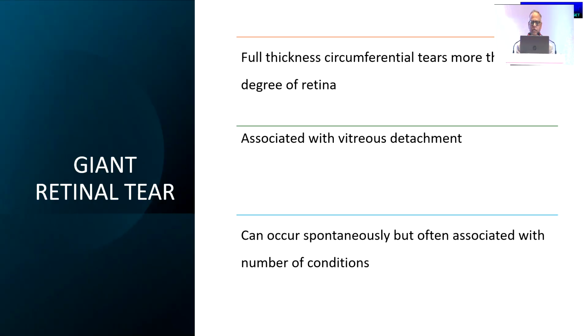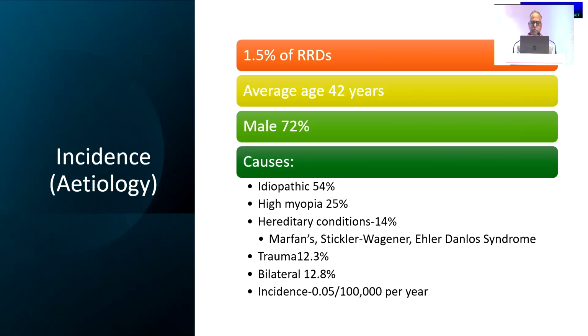GRT, we all know, is a full thickness circumferential tear of more than 90 degrees, usually associated with vitreous detachment. It can occur spontaneously, but is usually associated with a number of conditions. Around 1.5% of all rhegmatogenous RD is giant retinal tear. Average age was found around 42 years. Causes are idiopathic, high myopia, hereditary conditions like Marfan's and Stickler's, and trauma. Incidence in the USA was found to be 0.05 per 1 lakh per year.